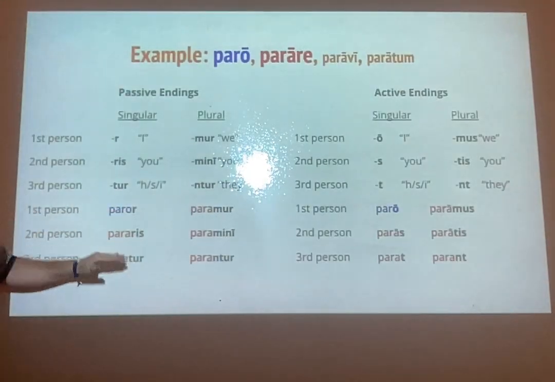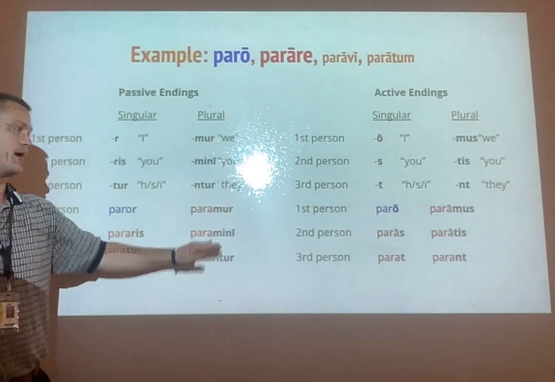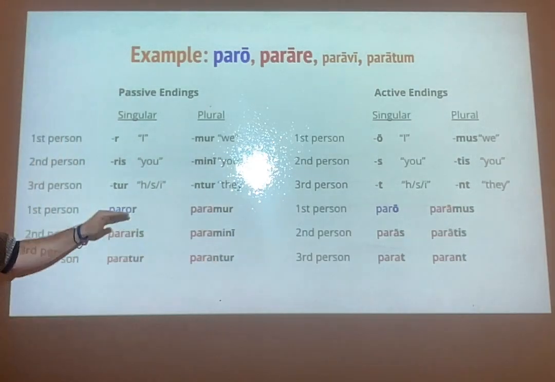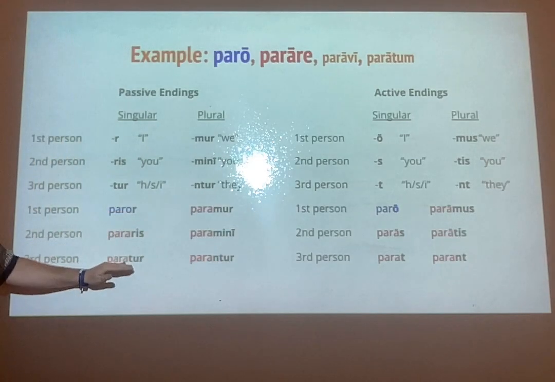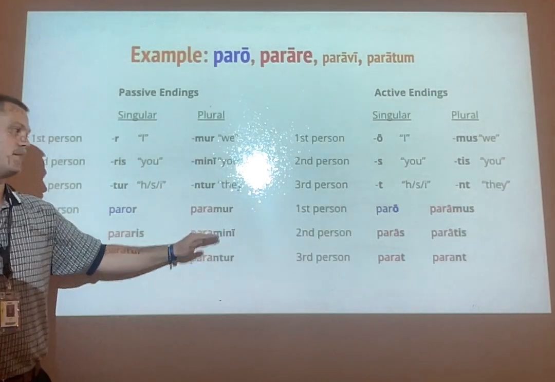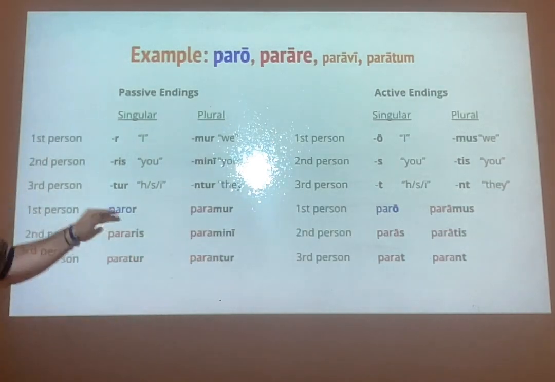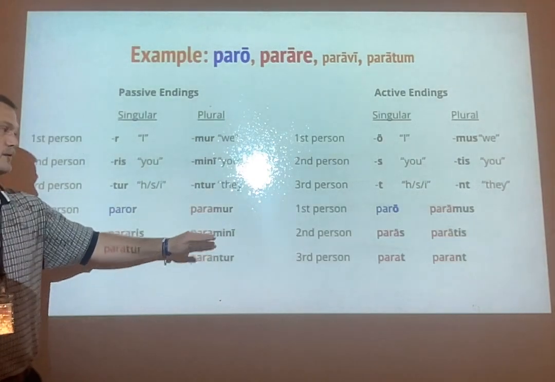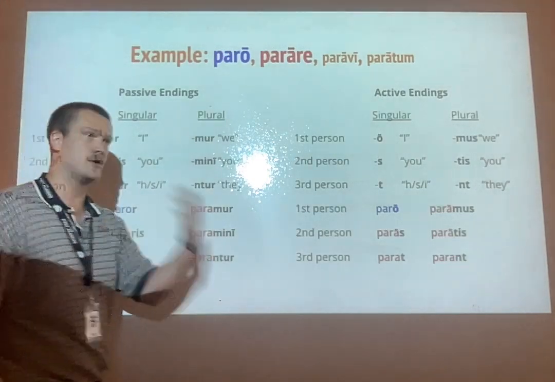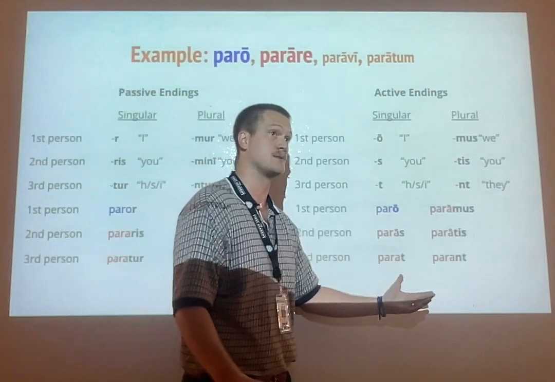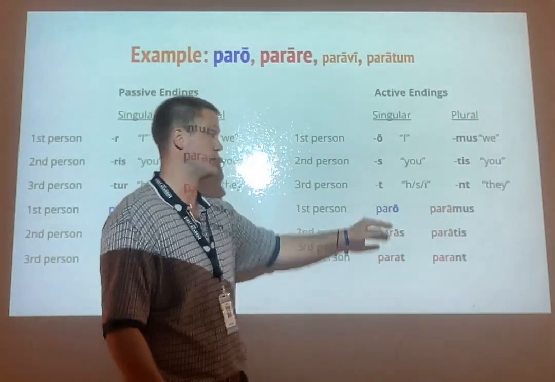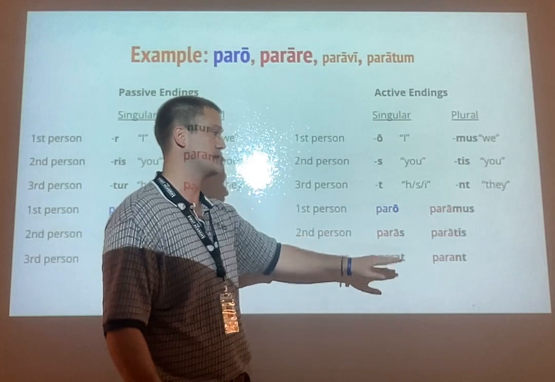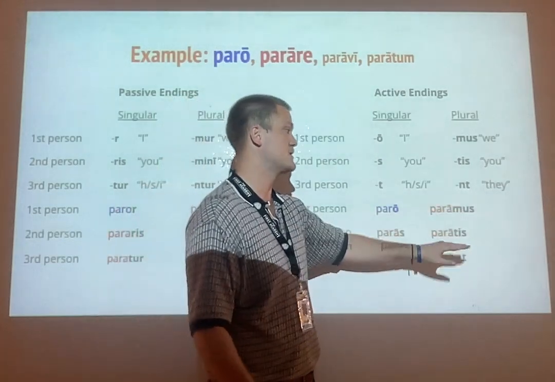This is paror, pararis, paratur, paramur, paramini, parantur. Go ahead and say that with me. Paror, pararis, paratur, paramur, paramini, parantur. Now, you guys are used to active sounding verbs. Say your active sounding verbs with me. Ready? Paro, paras, parat, paramus, paratis, parant.